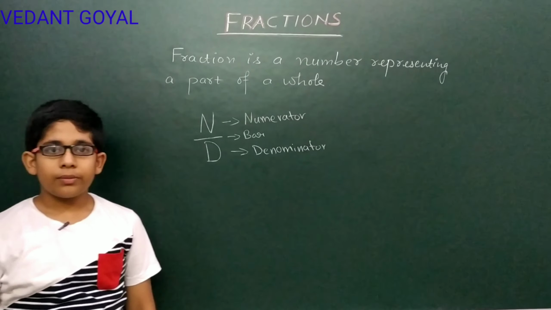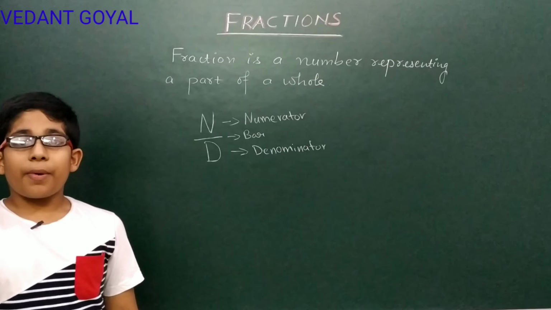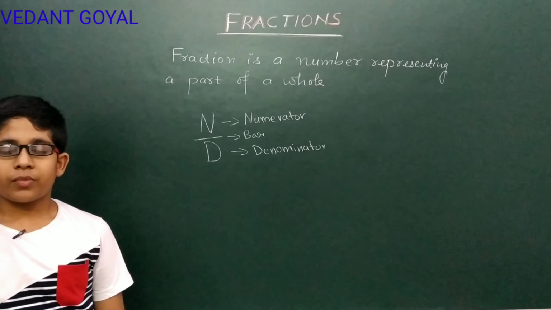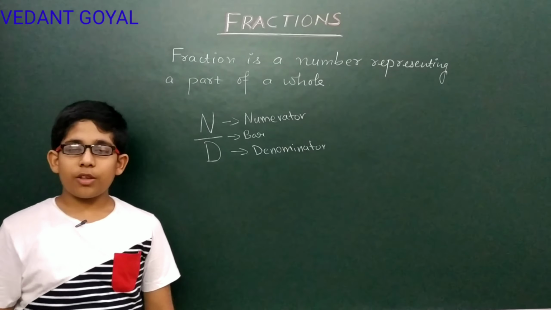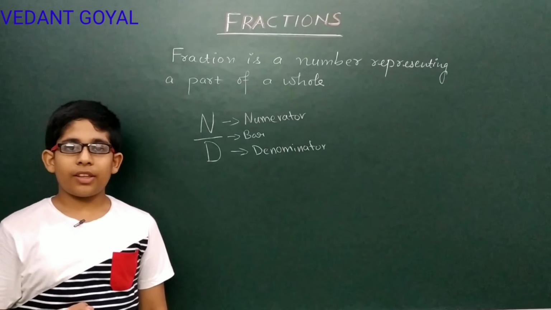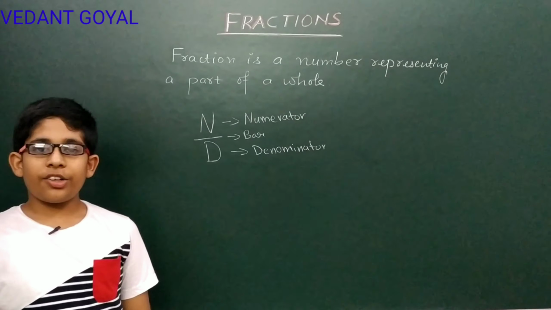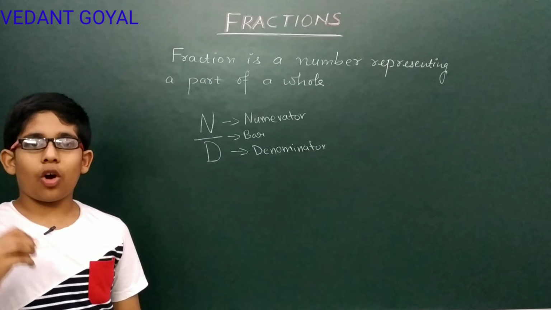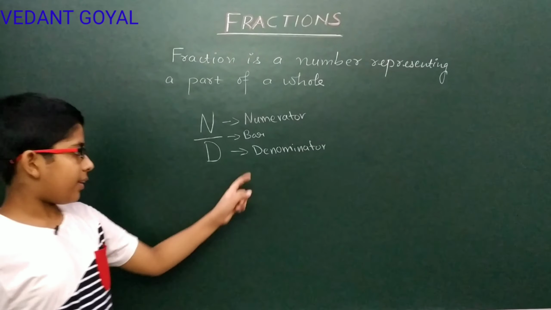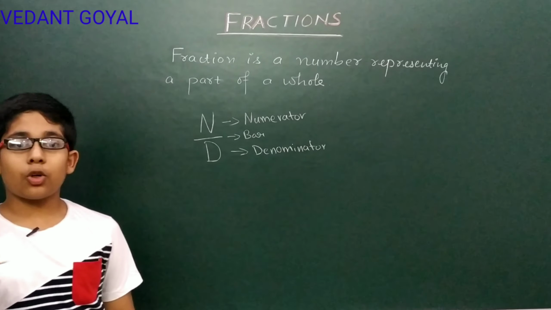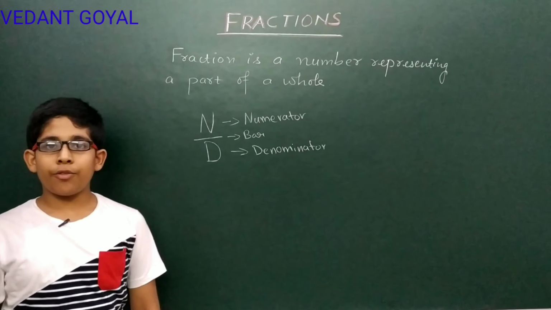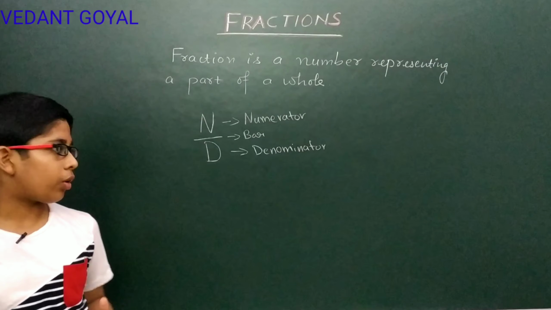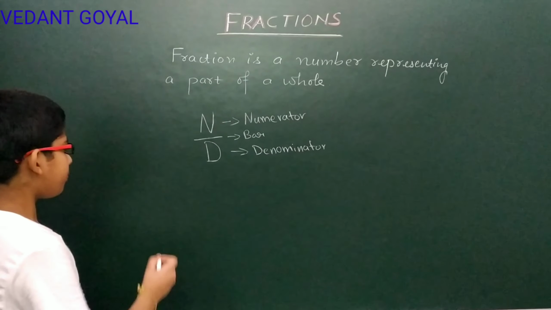Numerator's function is to represent the specified part, like we have 1 by 4. So 1 is the specified part. It is whether colored, shaded, unshaded, taken out, or whatever it is written in the question or in the example. And the denominator represents the total number of parts in which the whole is divided. Okay, let's take an example.